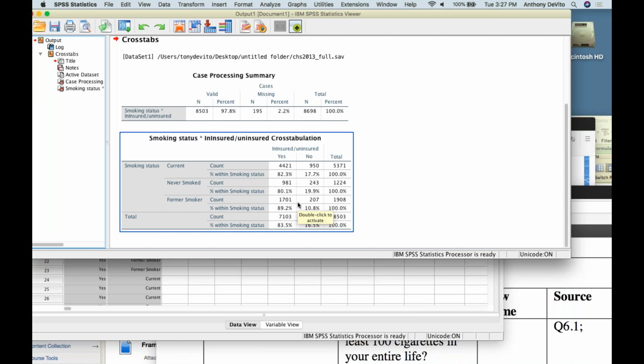So that's pretty interesting. What statistical tests can we apply here? What's our null hypothesis? Our null hypothesis is there's no association between insurance status and whether or not you smoke. That's our null hypothesis. What's our alternative hypothesis? There is an association, right? What tests do we use to prove that there's an association? That's our chi-square test, right?